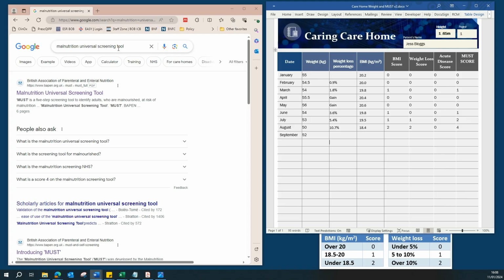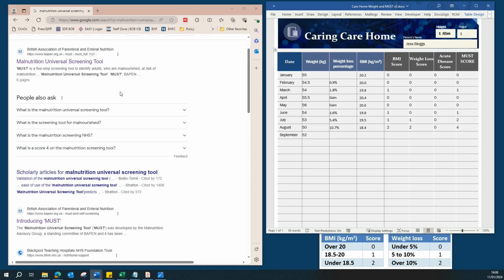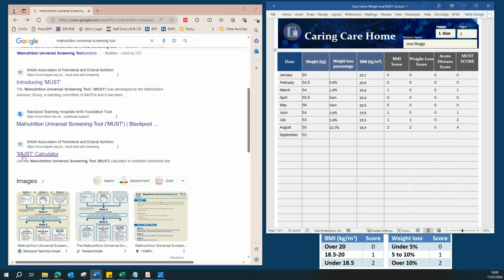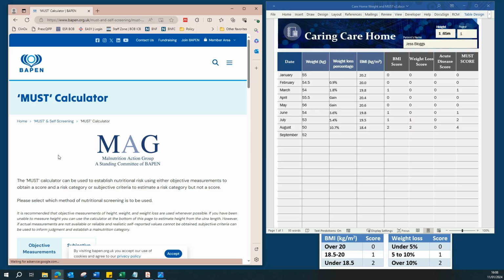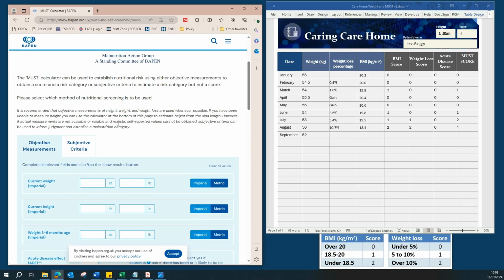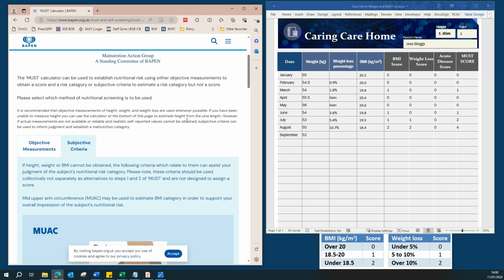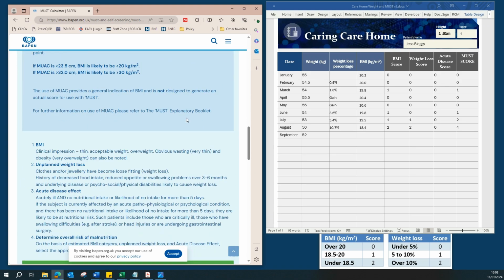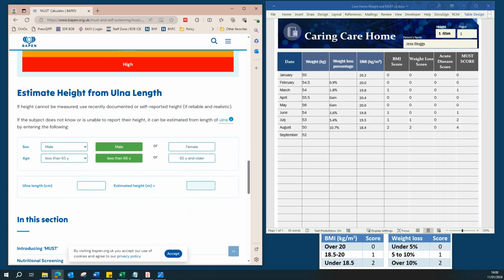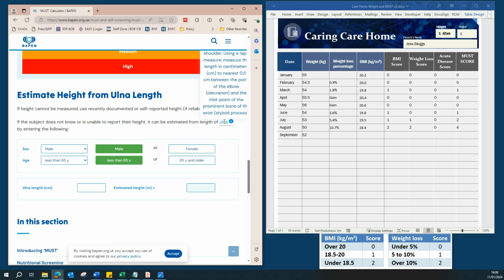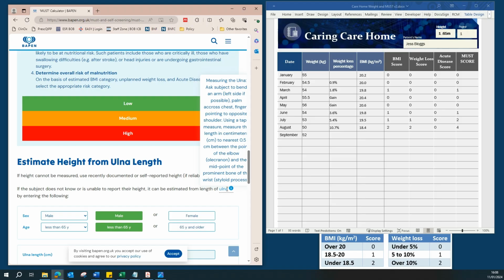So I've Googled the Malnutrition Universal Screening Tool. The first link is a PDF, which you can download and keep, but the interactive tool is found here under the MUST calculator. So I'm opening up their website. You might find you don't know a resident's height, for example. So you'd go into the subjective criteria section, and I'm going to skip this section for now and scroll down to estimating height from ulnar length. If you don't know how to do that, there are directions here by just hovering over this information bubble.